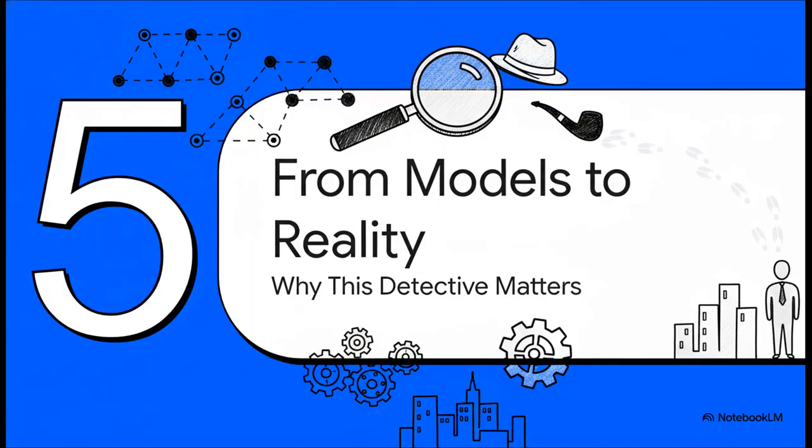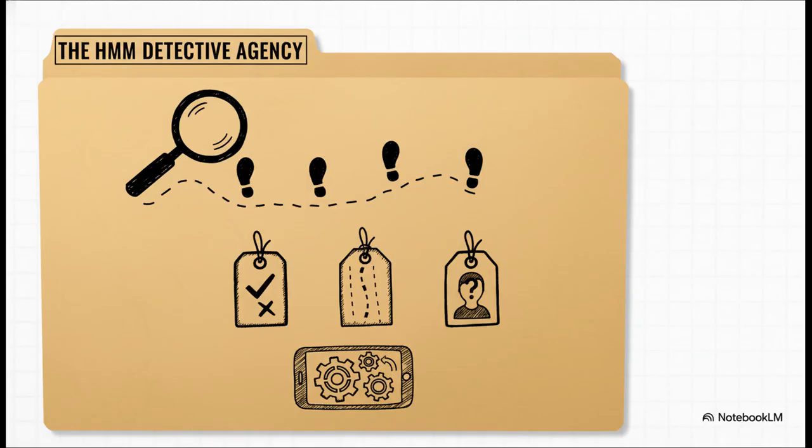So our detective profiled the suspect, followed the clues, and cracked the case. But this isn't just some fun theoretical exercise. Let's talk about why this statistical detective really matters in the real world. Let's wrap up the case file. The core job of our HMM detective agency is simple. Find the hidden story behind the data we can see. It does this by asking one of 3 questions. Is our suspect guilty? What was their most likely move-by-move path? Or who even is our suspect?